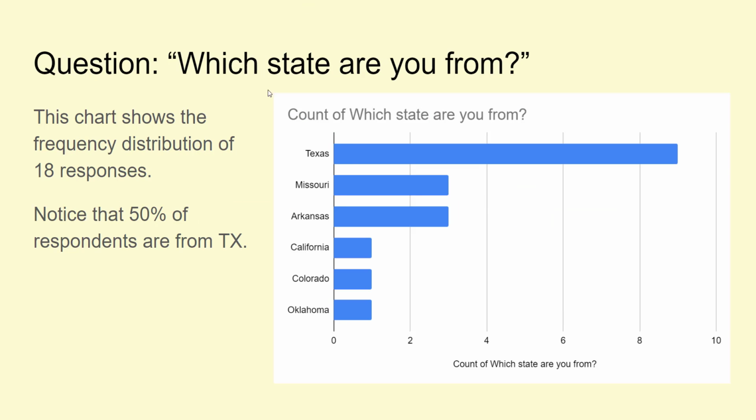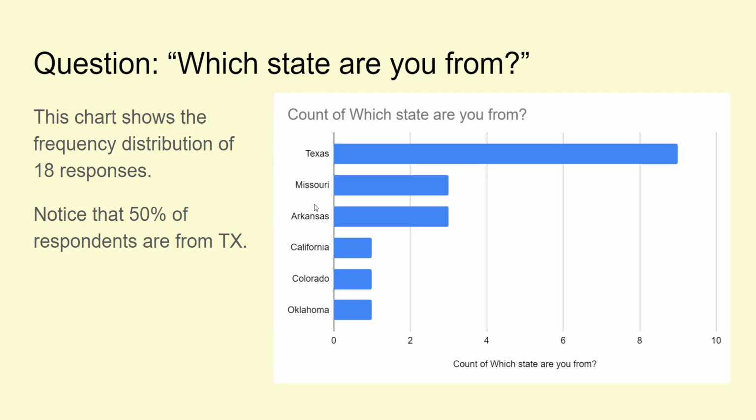Now, often charts might be useful as well. So in the question, which state are you from? The chart given here shows the frequency distribution of, this would just be an initial 18 responses. You'll notice in this chart that half of the students that had responded were from Texas. And you can see the other states are listed here.